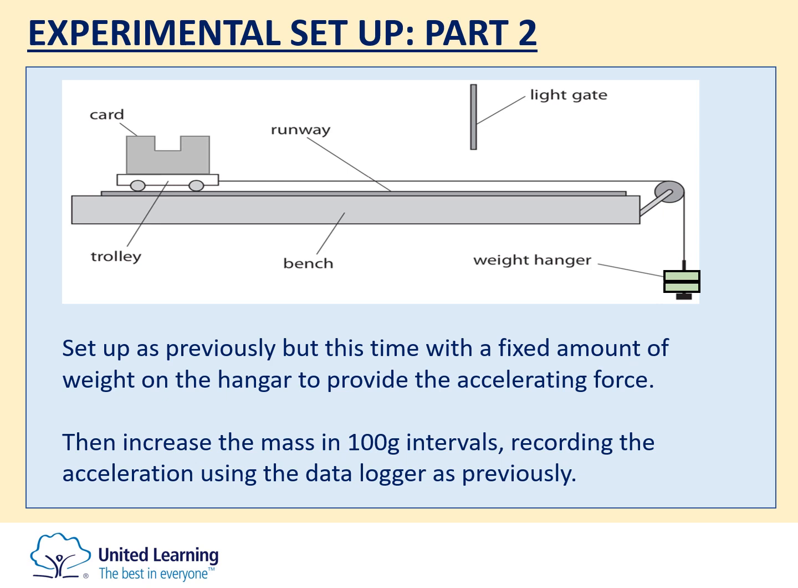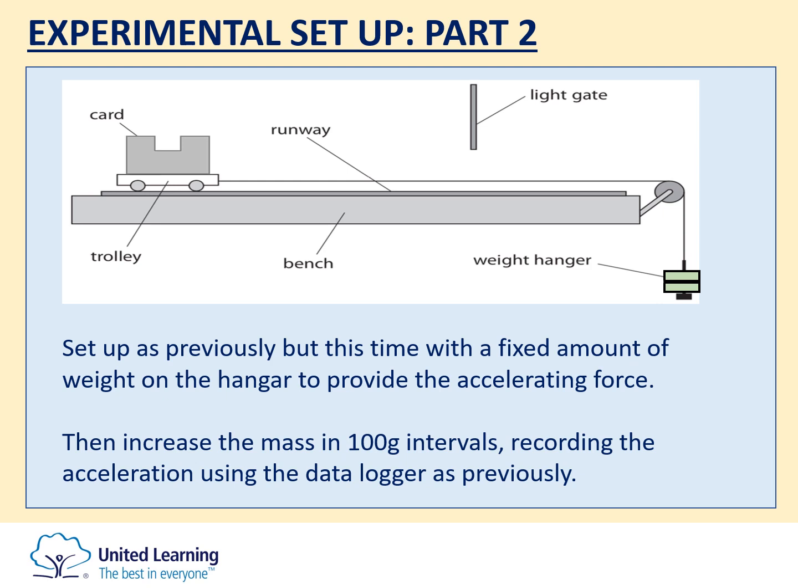Again, as previously, everything is set up on the data logger. The trolley is held at the same fixed distance away from the light gate, and the mass hanger has to hit the floor after the trolley has completely made it through the light gate.